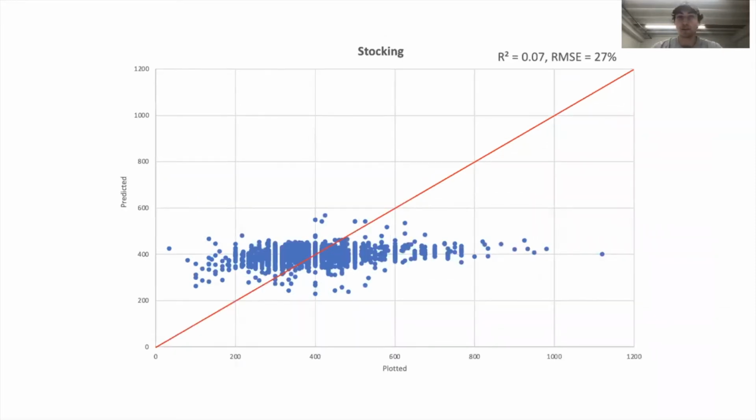And then this is a stocking model. So basically no relationship whatsoever. Plots that had 200 stems per hectare and plots that had 800 stems per hectare were both being predicted to have 400 stems per hectare. So this is obviously unusable.